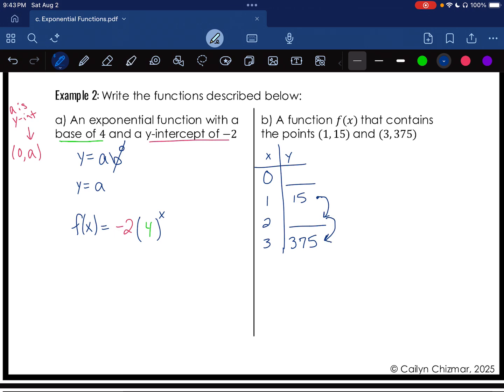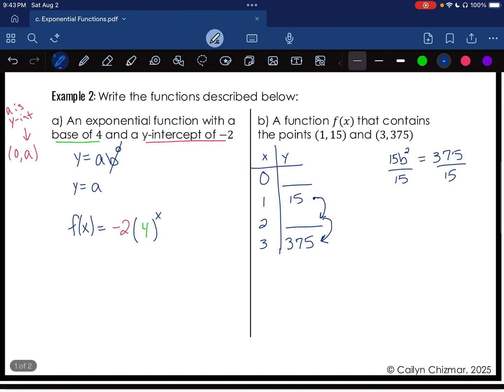So what I'll do is I'll set up this equation here. 15 b squared is going to get me 375. And now we can solve. If I divide both sides by 15, I'm going to get b squared is equal to 25. You'll recall that 5 squared is 25. So this tells me that my base is going to be 5 for this equation.